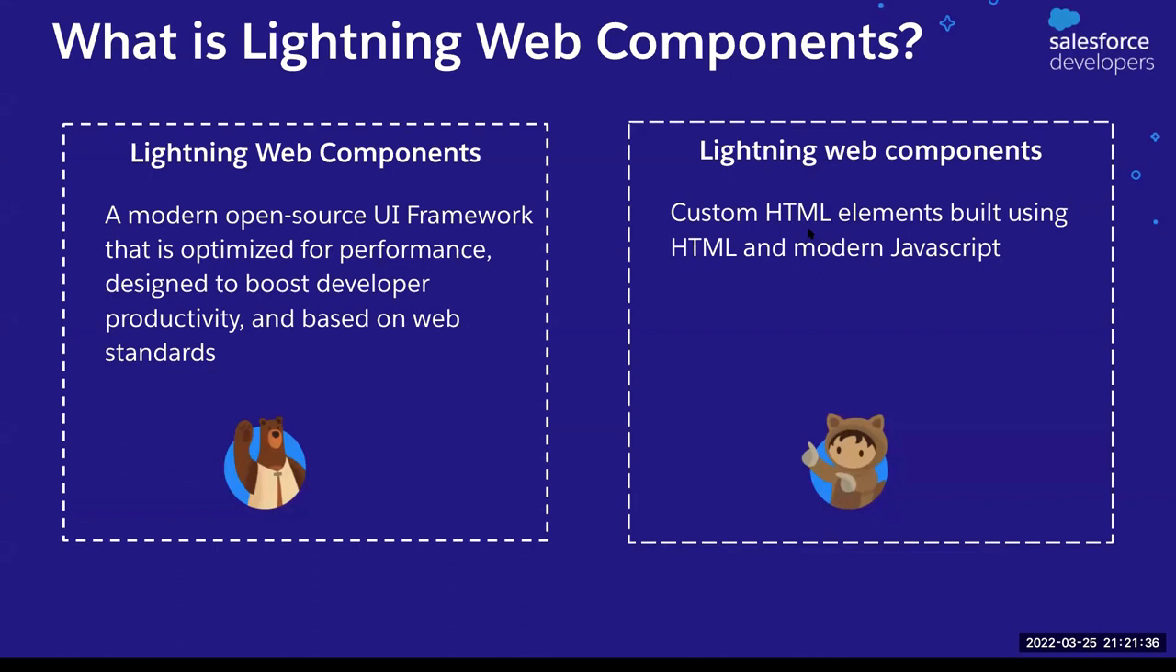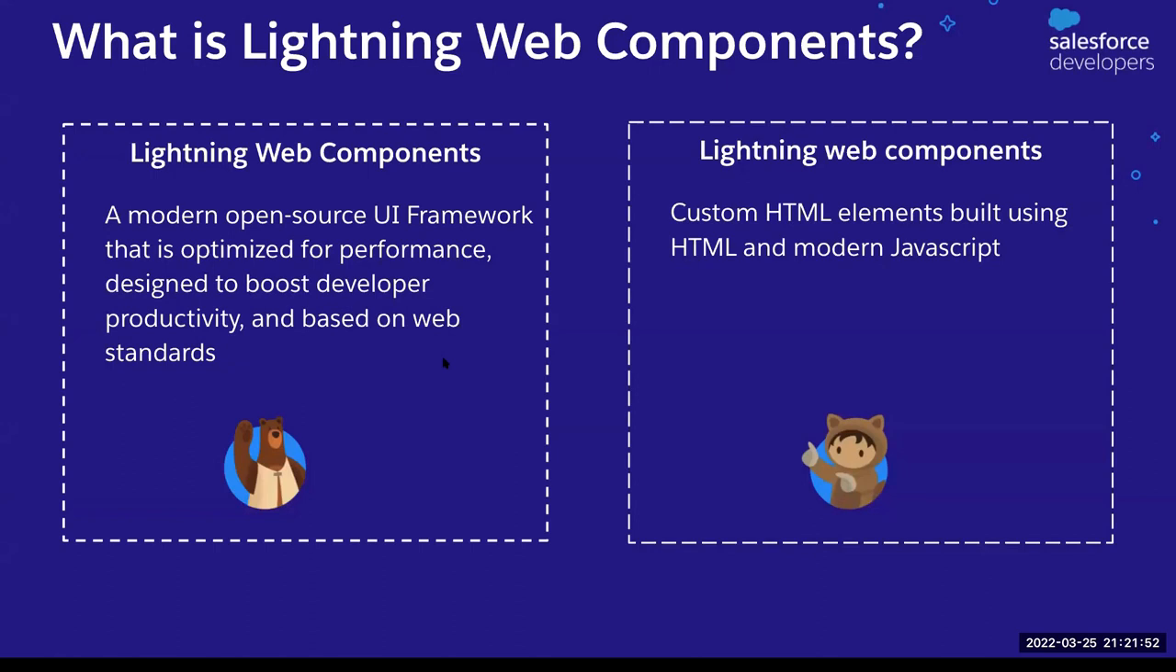So Lightning web components are custom HTML elements. They are built using basic HTML and modern JavaScript. Now you can see that it's a combination. We are going to use HTML as well as JavaScript. So these elements are going to be really dynamic.